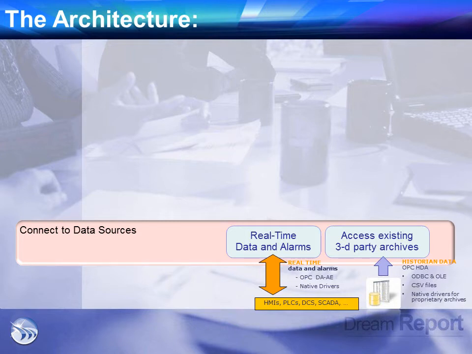Here on purpose we say archives and not databases, because of course you can connect Dream Report to any open database, such as SQL Server, Oracle, MySQL, etc., and make reports out of its data. But besides that, Dream Report can access also closed proprietary archives using a wide list of native drivers. Besides that, Dream Report has automatic drivers, which allow accessing multiple Excel or CSV files and automatically retrieve data from external archives.